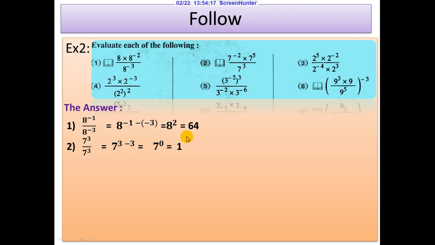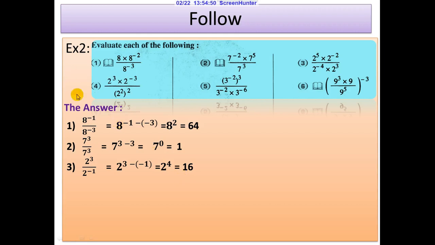Exercise number 3, we have the same, we must add the power in numerator and also add their power in denominator. It will be equal, number 3, 2 raised to power 3 and down it will be 2 raised to power negative 1. And write 2 and subtract their power. It will be 2 raised to power 3 minus negative 1, equal 2 raised to power 4, finally equal 16.